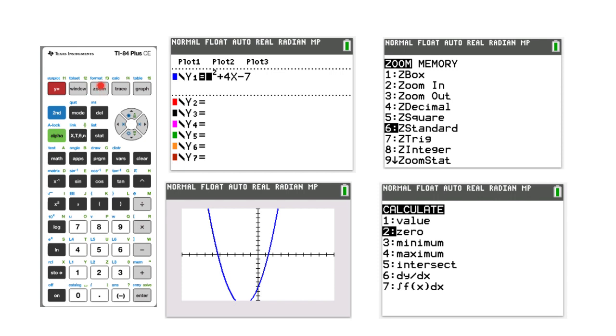If you just push zoom and go down to number 6, and I always just press 6, I don't go down and enter. I just hit 6. It immediately takes you to the zoom standard window, which is our standard 10 by 10 window. So that's a quickie way. Once you get your standard window, I think it immediately graphs it also. Otherwise, hit graph. And here's my parabola.